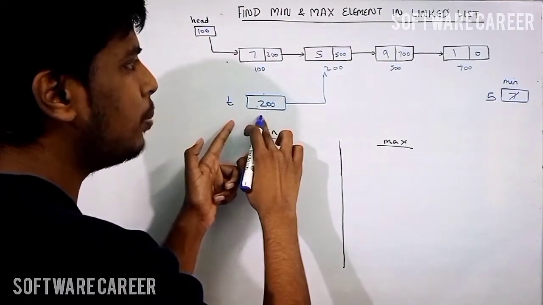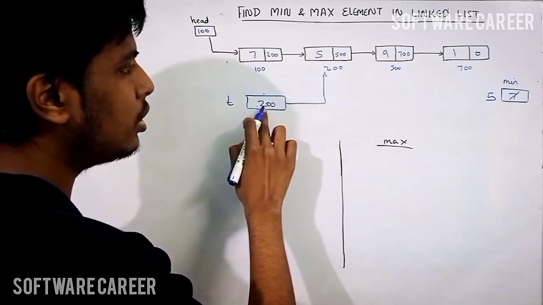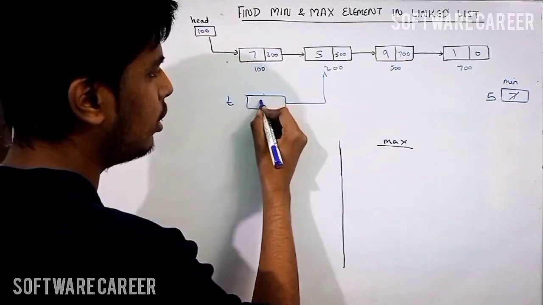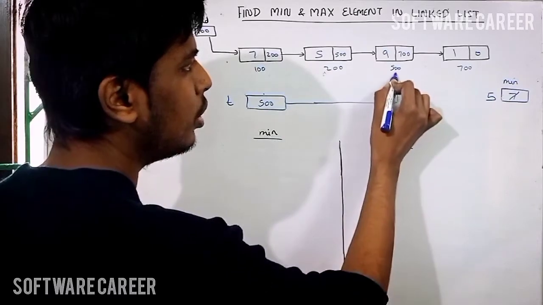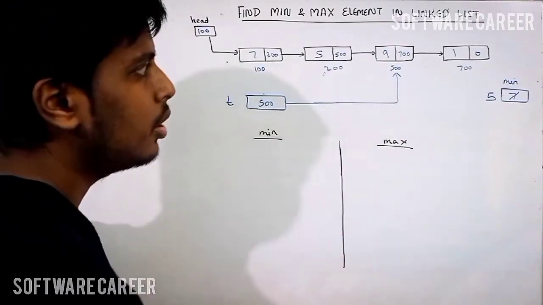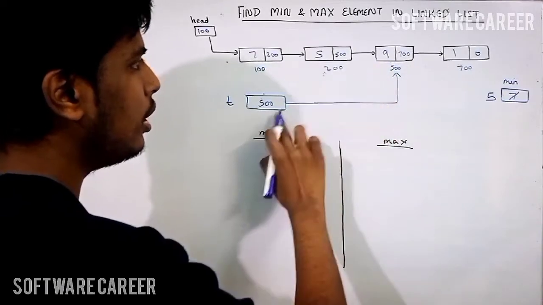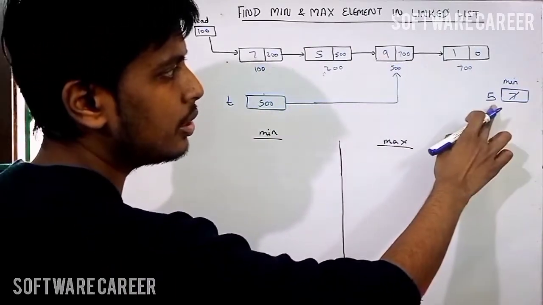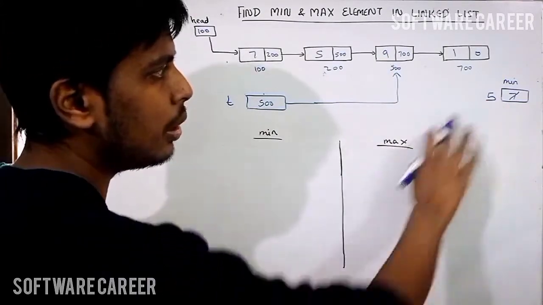Now I should move the t pointer to the next node. So t equals to t next. So t is 200, 200 next is 500. So I am updating it to 500. Now this pointer is pointed towards the node having address 500. Now you should compare the data present in this node. T data, that is 500's data is 9. You should check whether 9 is less than minimum. No, 9 is not less than 5. So you should not update minimum.